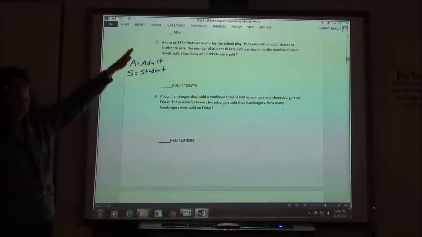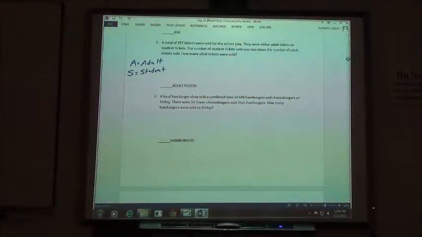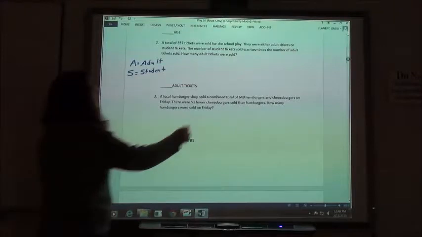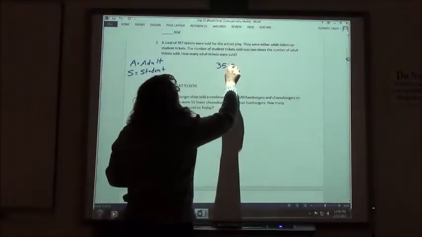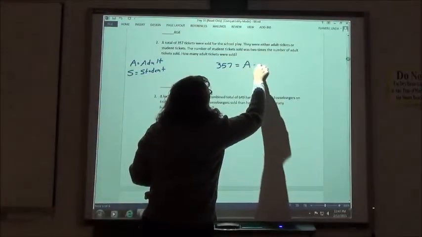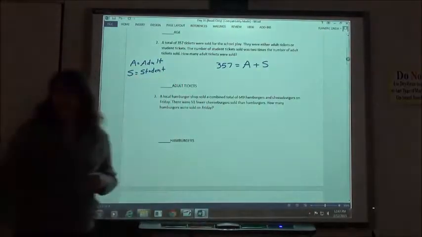So if I look at that first sentence, it says a total of 357 tickets were sold for the school play. They were either adult tickets or student tickets. How can I write an equation that shows that? 357 equals A plus S. Exactly. The total was found by taking the adult tickets plus the student tickets.